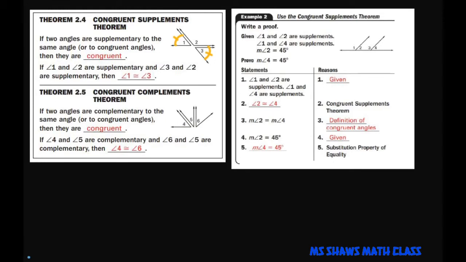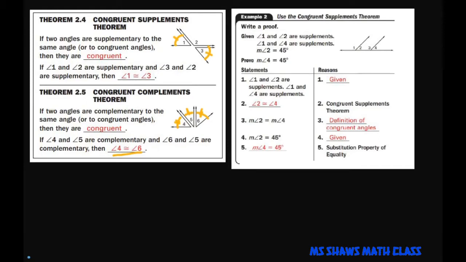For two angles that are complementary to the same angle, or to congruent angles, then they're congruent. So if angles 4 and 5 are complementary, meaning they add up to 90, and angles 6 and 5 are complementary, then that means angle 4 is congruent to angle 6. All of these are congruent.